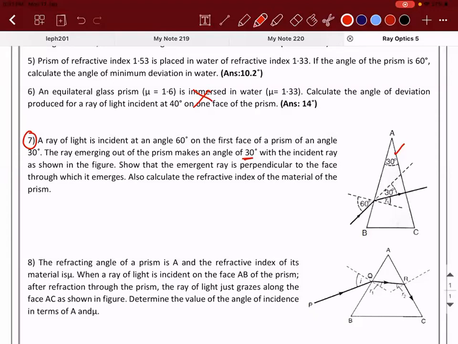So what they are trying to say is, we need to say that the angle of emergence is equal to 0 degrees. If you are able to prove that, then you can say that the emergent ray is perpendicular to the surface. Can you do that?